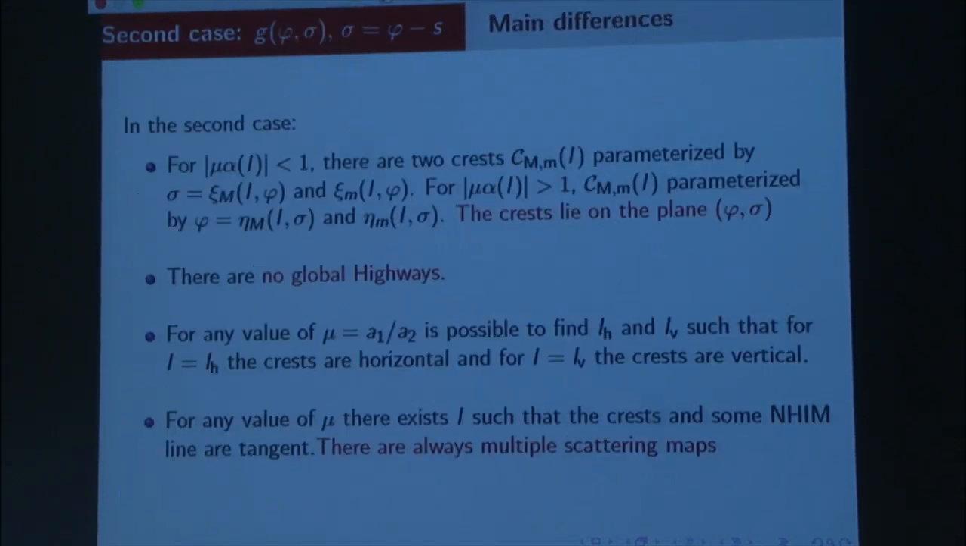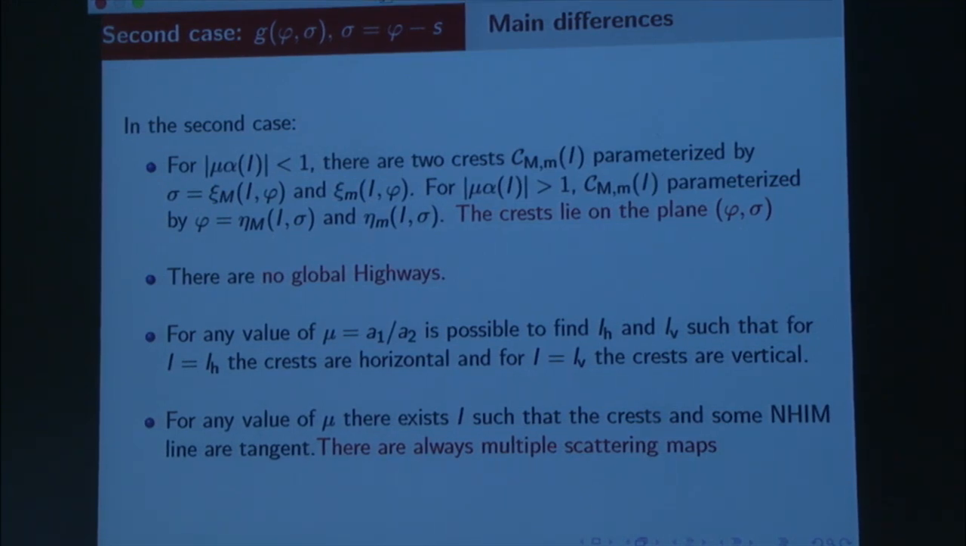Just to finish, let me tell you what are the main differences when I consider the other perturbation. In this case, there are no global highways. It's a little bit more complicated. The creases are not always horizontal or vertical. At some moment, depending on the parameter, they are horizontal, and they change to vertical. So it's not so easy to have global scattering maps, and so there are always multiple scattering maps.